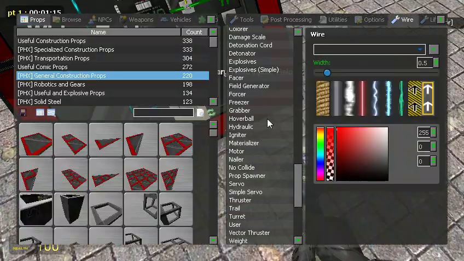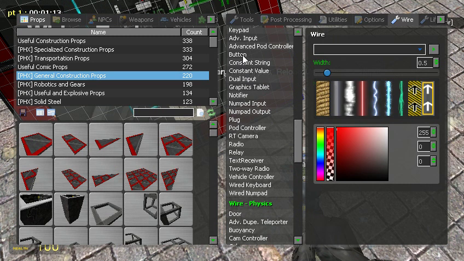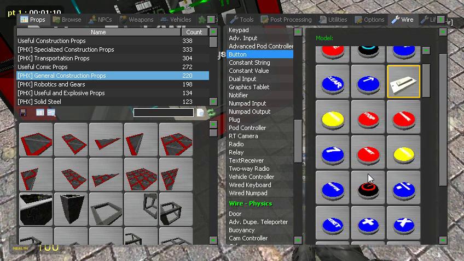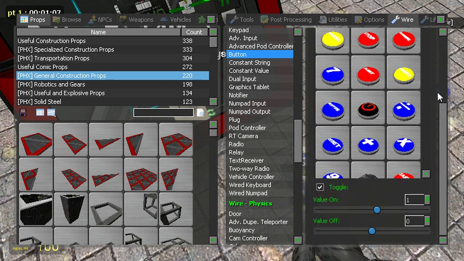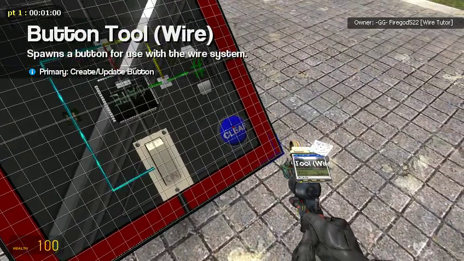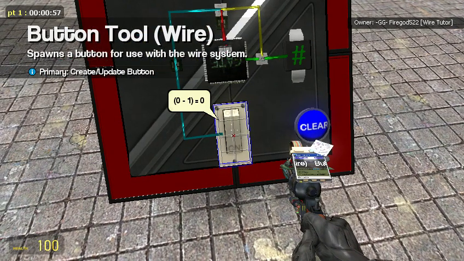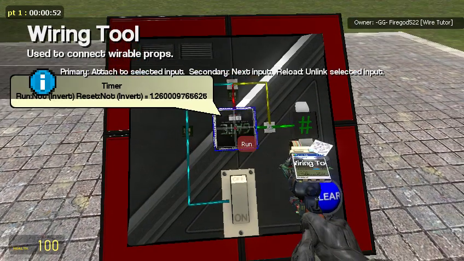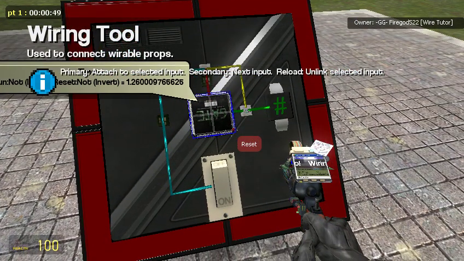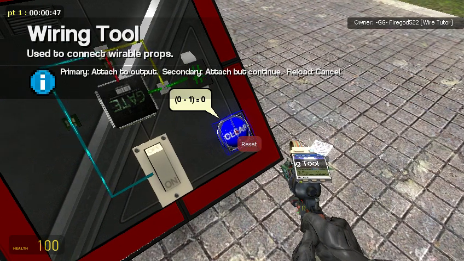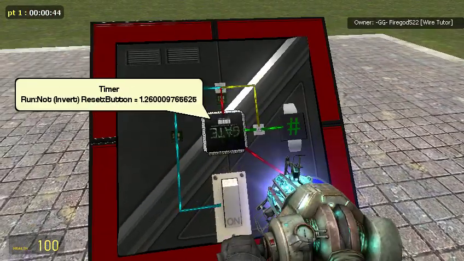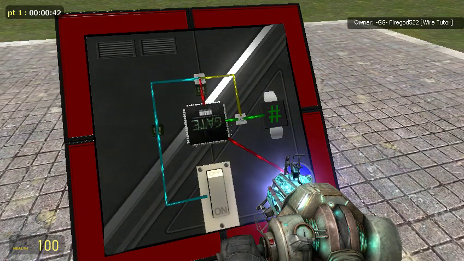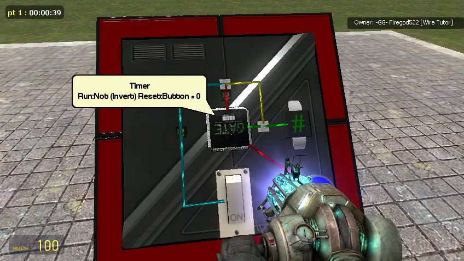Okay, so now let's make it to where it's manual reset. We go to button, we get button clear. And toggle off, value on 1, value off 0. And I'm just going to put that right here. Now it will reset every time we push this button. So we wire reset straight to the button. So you see it's at 1.2. I hit reset, it's at 0.